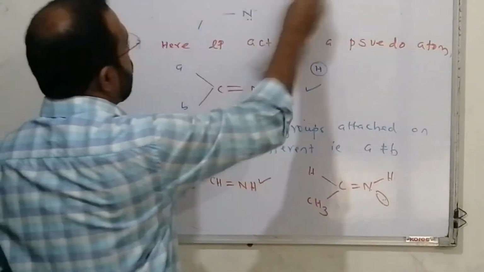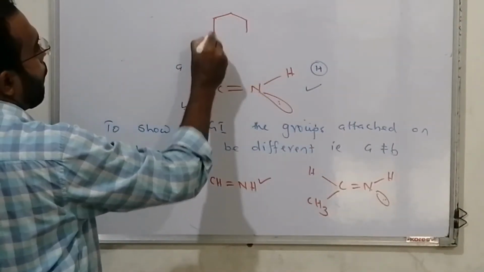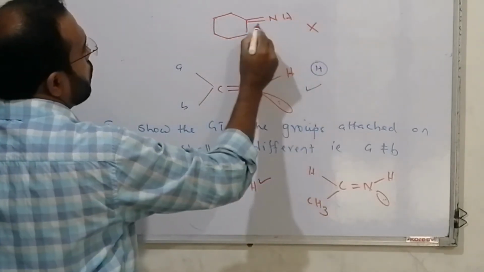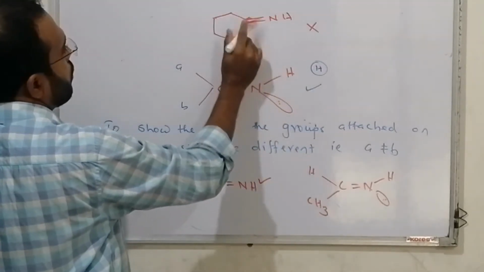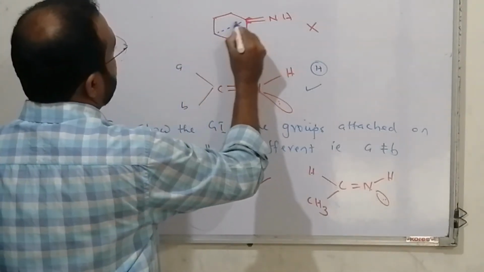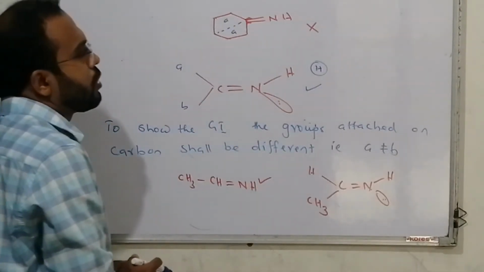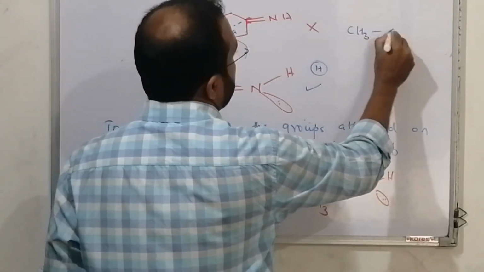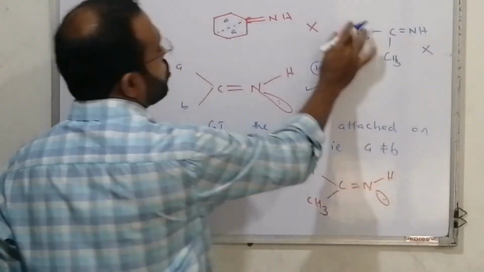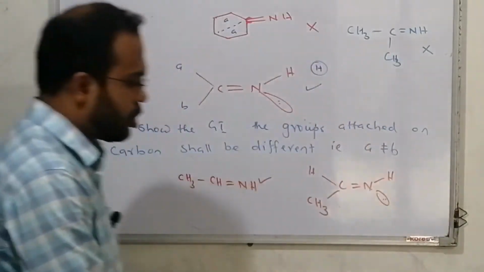I write another example, but this molecule, NH, does not show, because this is a carbon, all sides are equal. Okay, you imagine, suppose you divide, if this half is A, this other half is also A, therefore it cannot show geometrical isomerism. Similarly, suppose you have a C double bond NH, this also does not show because these two groups are the same. Therefore, this is all about the geometrical isomerism of imines.